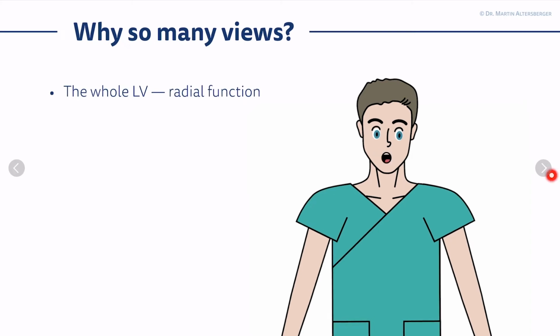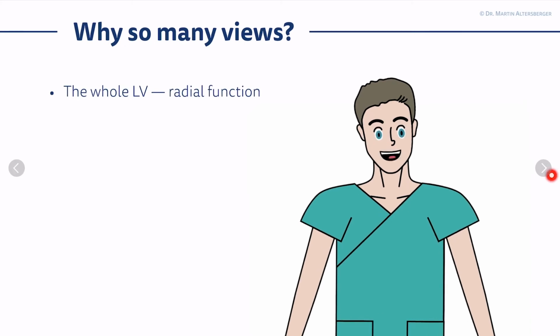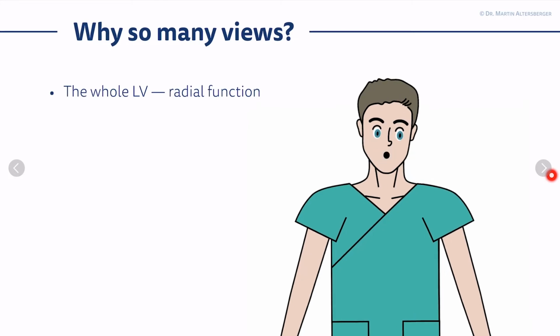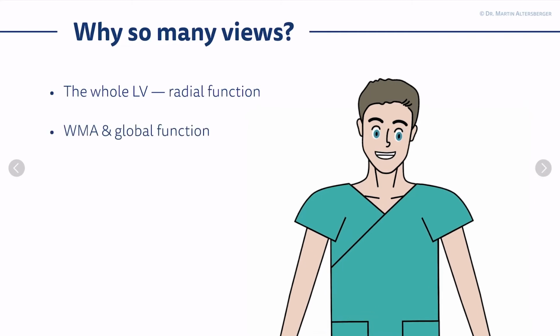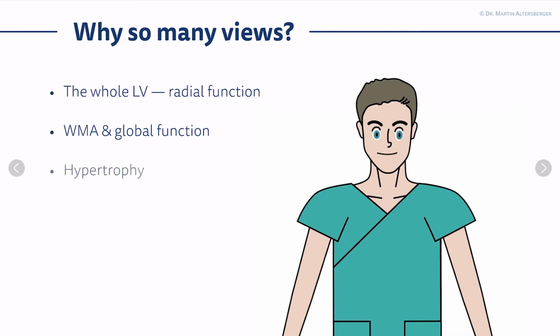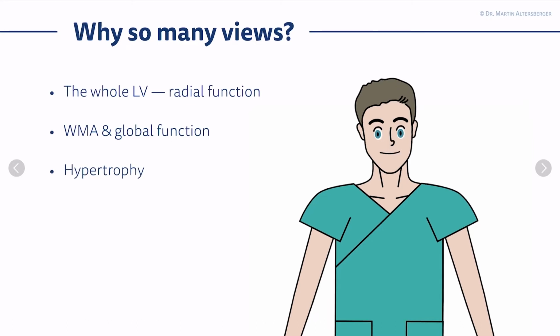Why do we need so many views? Well, in the parasternal short axis view, the whole left ventricle is displayed. You start at the base and you can scan until the apex. So you can see radial, but also circumferential function of the left ventricle. Furthermore, you can evaluate global function and wall motion abnormalities. Is it preserved? Are there akinetic or hypokinetic areas? You can see if the ventricle is hypertrophied or the left ventricular walls are thickened.